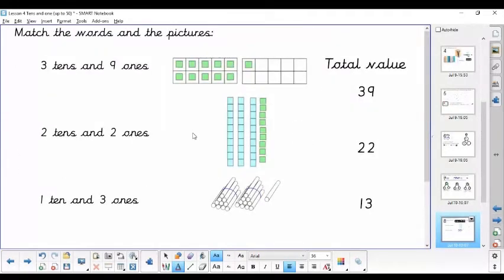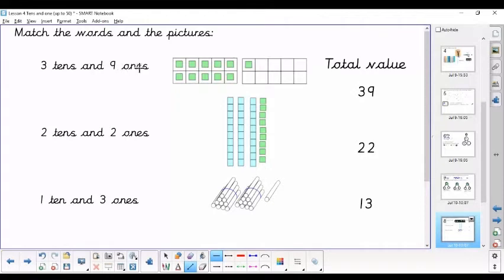Okay, next task. I want you to match the words to the pictures to the total value of numbers. Now I'm going to give you a little bit of time to have a go at doing this, so pause the video and then we'll go through the answers together. Okay, so you're matching the words and the pictures to the total value of the number.